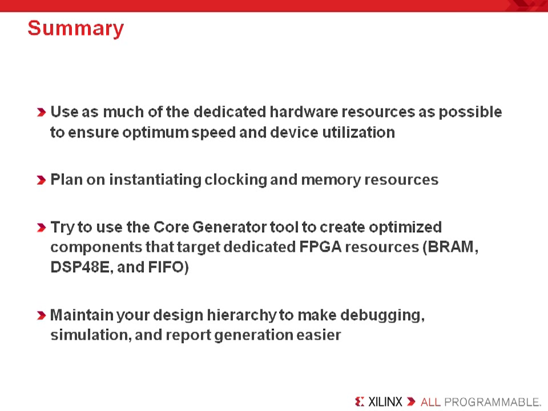Plan on instantiating clocking and memory resources. As we mentioned, these are very commonly instantiated by most customers. It is possible to infer the primary functionality for the rote, simple implementations of the clocking and the memory resources. But again, the architecture wizard and core generator are there for that purpose, to allow you to instantiate those components easily. Try to use the core generator not only for the clocking and the memory resources, but also other dedicated FPGA features like the DSP slice and the FIFO logic resources. Also, maintain your design hierarchy to make debugging, simulation, and report generation easier.